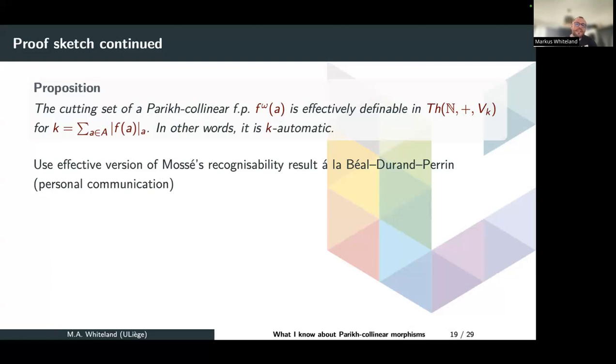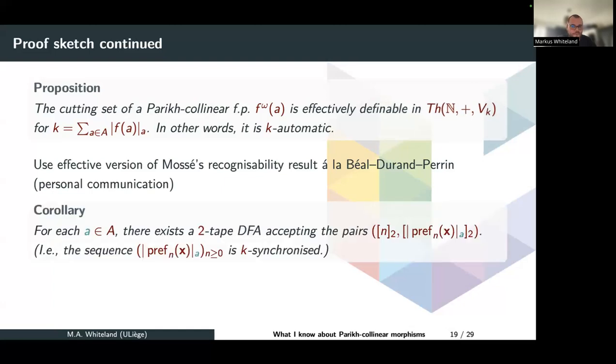I'll leave it at that, but a generalization that tackles this problem is given by Béal, Durand, and Perrin in their forthcoming book. So we actually get to use an effectively computable constant coming from this recognizability result, which allows us to essentially recognize the cutting set.